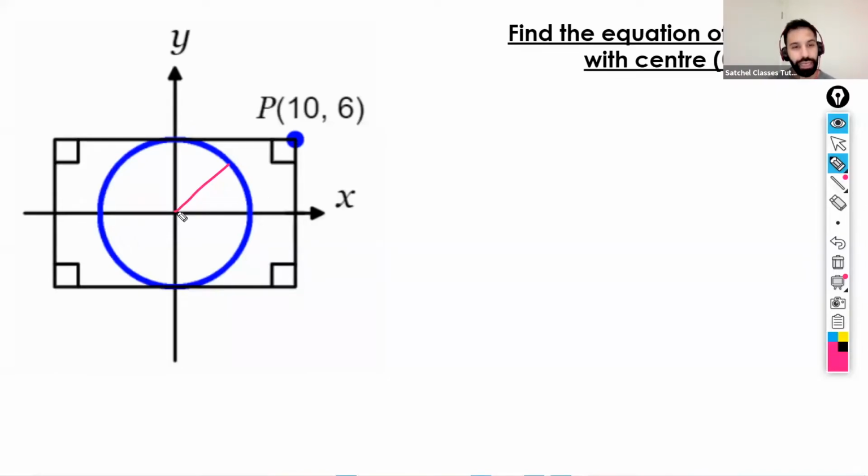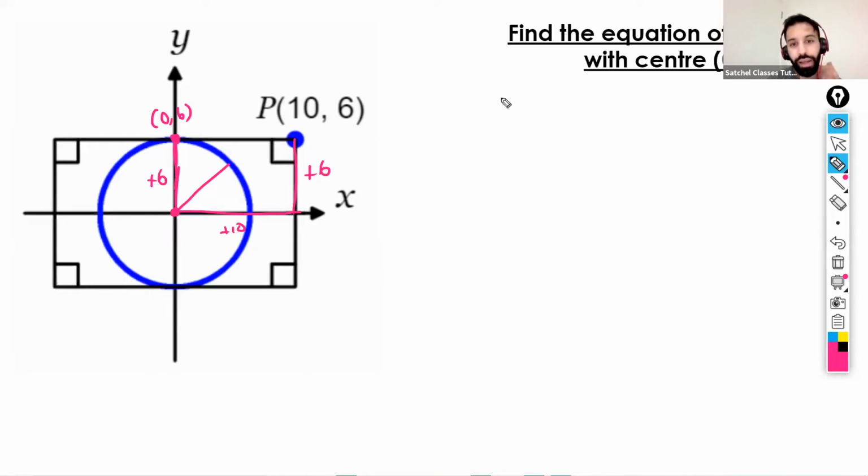Now, what we're saying is we are going 10 to the right, because our x coordinate is 10 and our y coordinate is 6. So we're going 10 across, 10 to the right, and we are going up by 6. So that's going to be plus 6. So this distance here is going to be plus 6. And if this is the center, if this is the origin, then this coordinate here is going to be 0, 6. Therefore, this distance is 6. Therefore, the radius is going to be 6.